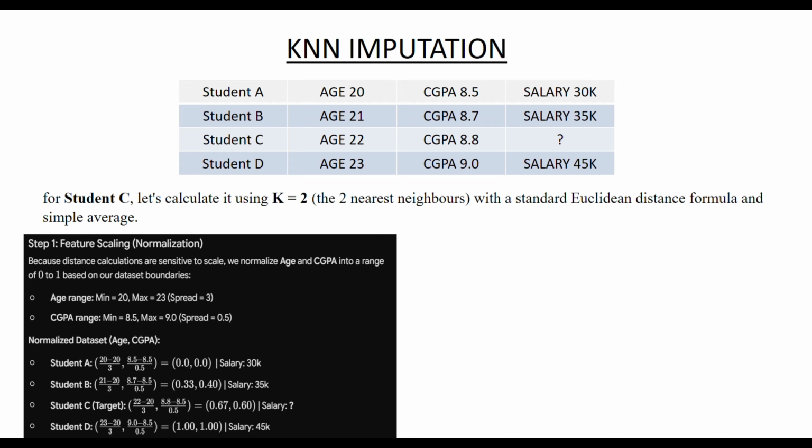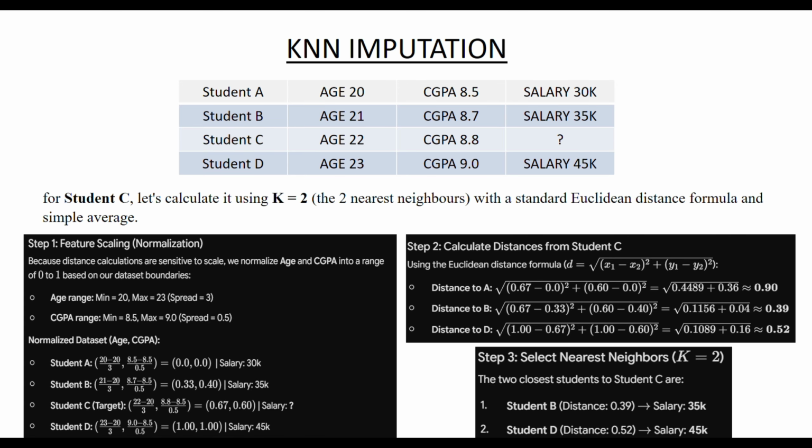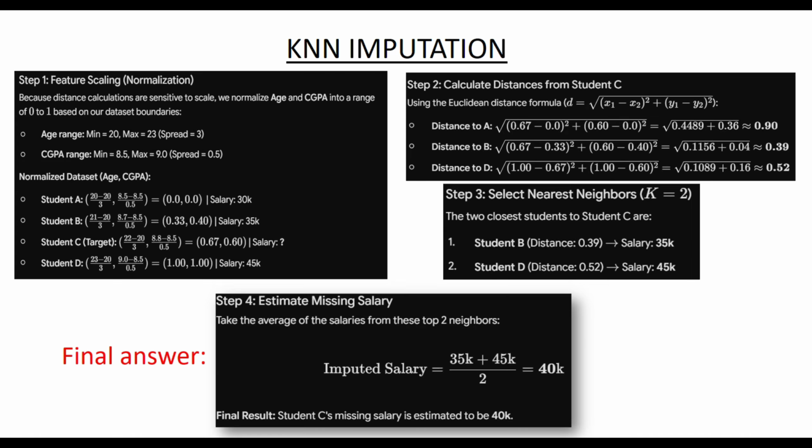After this, we will calculate the distances from student C like this using the Euclidean distance formula. And then we will select the two closest students to student C as k equals 2. And now if we calculate the average of the salaries from these top two neighbors, we will get the estimated missing salary of C, like the final answer written here. So this is how we can calculate.